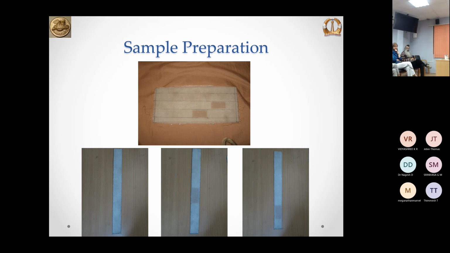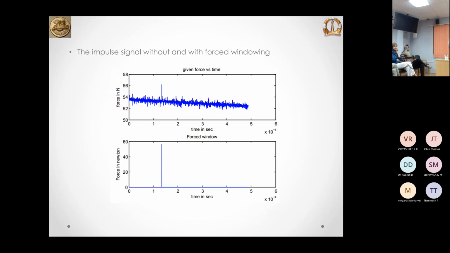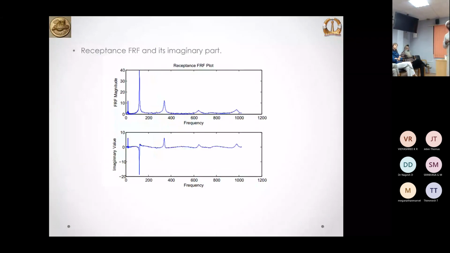Now, using these residues, I have to hammer at different locations. Just by hammering, I have to give the damage location. That is it. This is the experimental setup with the data acquisition system. This is the beam, clamped here. You can see the miniature impulse hammer, and the accelerometer is kept at the tip. This is how the impulse signal looks without windowing; with signal processing and filtering the data, you get this. And the acceleration time response signal is this, from the accelerometer.